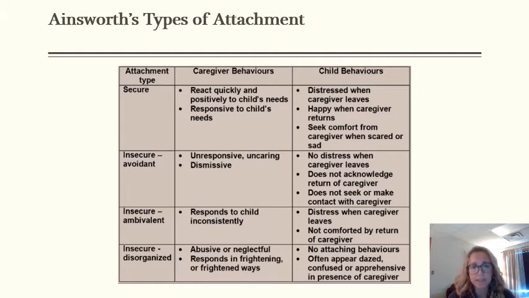So as you can tell, reading those, it really is important that a child feels secure, and that is part of attachment. Now, the next box is insecure avoidant. The caregiver behaviors may be unresponsive, uncaring, dismissive. Now, the child's behaviors in return may be no distress when the caregiver leaves, does not acknowledge when they return, and does not seek to make contact. These are all really good signs for a social worker to be aware of when dealing with families.